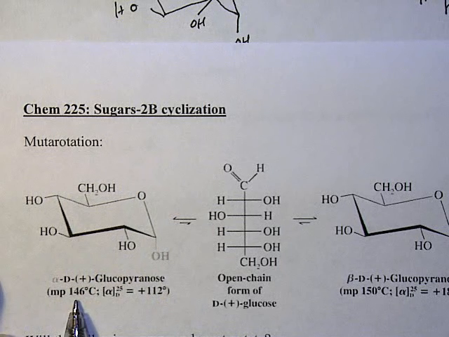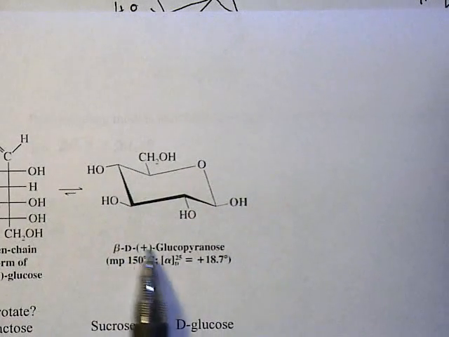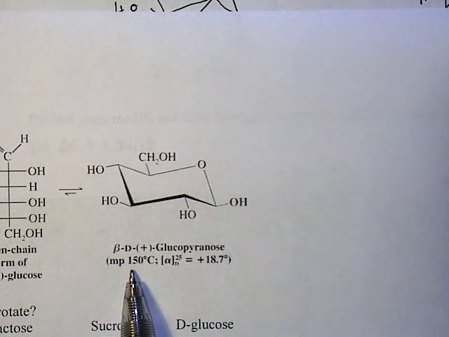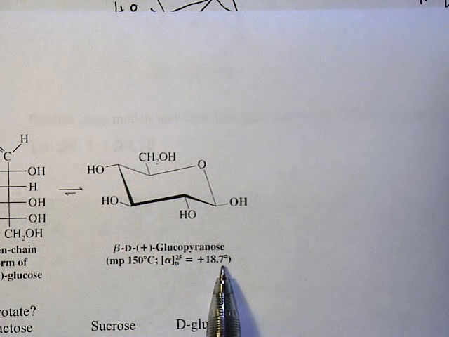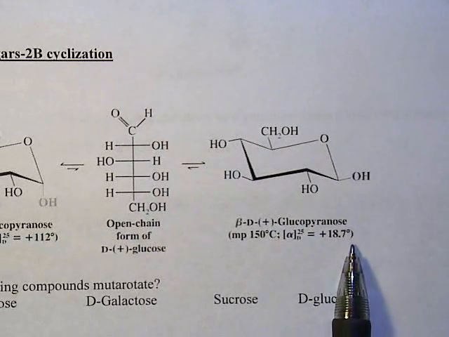melting point of that compound is 146, and the optical rotation is positive 112 degrees. On the other hand, if you have 100% of beta D-glucopyranose, the melting point is slightly higher at 150 degrees, and the optical rotation is only 18.7 degrees rather than 112. So they have different physical properties.